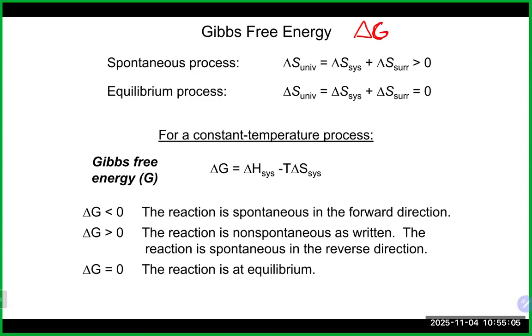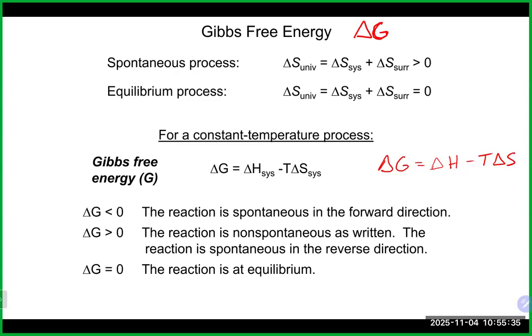So as we saw earlier, we could use the delta S of the universe to help us determine whether or not a reaction is spontaneous. But for constant temperature processes, we can actually use Gibbs free energy to help us. And this is one of 5 different ways we'll use delta G. Maybe I'm exaggerating, maybe not. Delta G equals delta H minus T delta S. So we can actually use the delta G value directly to help us determine if a reaction is going to be spontaneous.